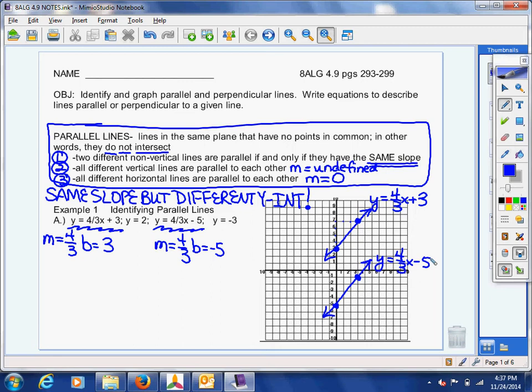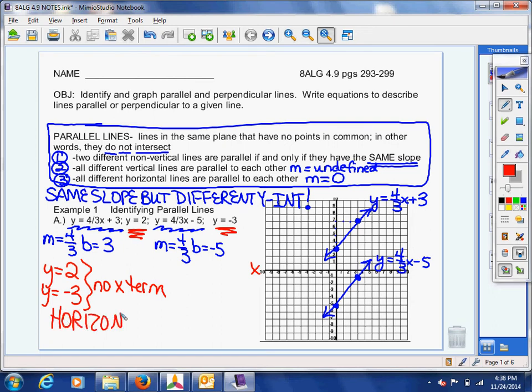They are special lines because neither of them have an x term. So do you remember from a while back, if there's no x term, what kinds of lines never cross the x-axis? This is the x-axis right here. What kinds of lines never cross the x-axis? And if you said horizontal, you are absolutely right. These are horizontal lines. They are special. So if the x is missing, it's a horizontal line.